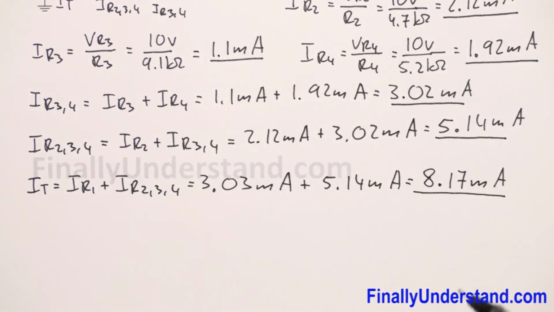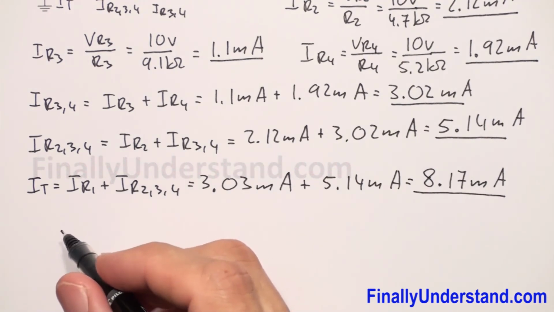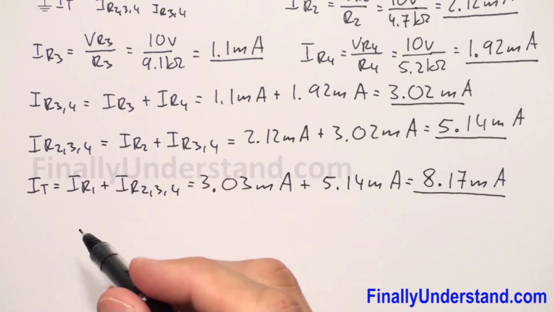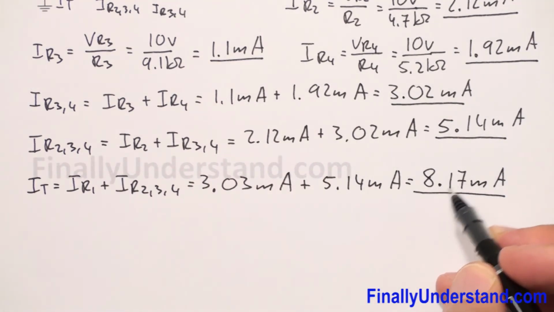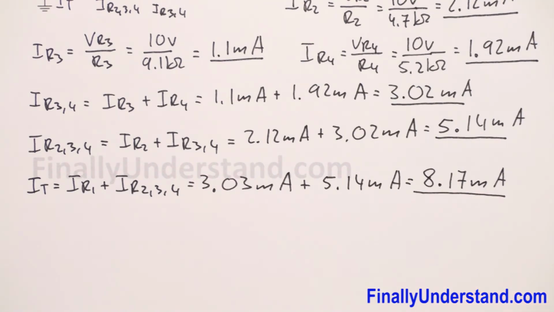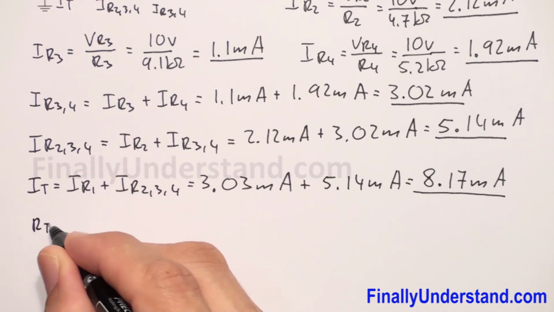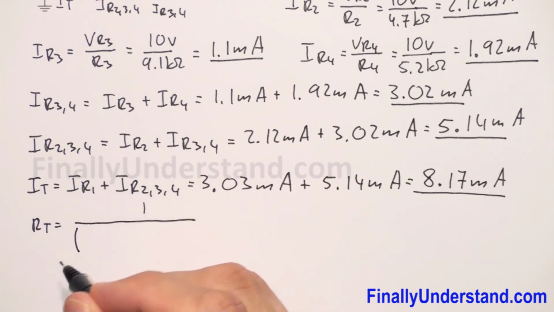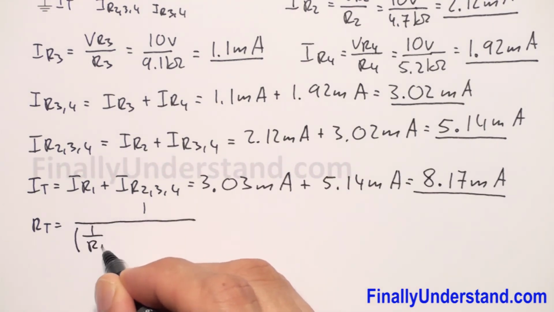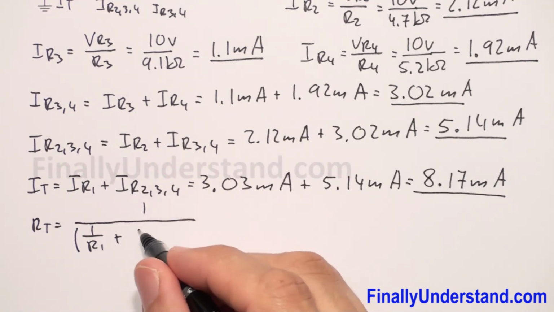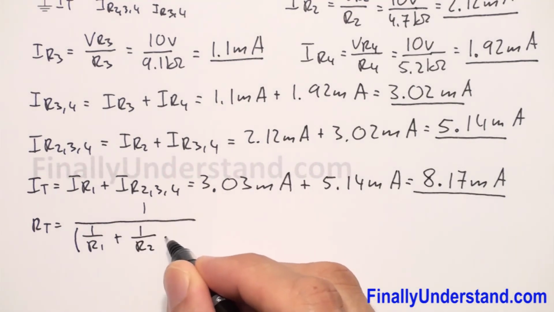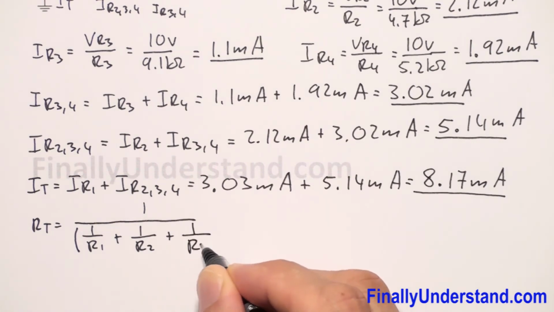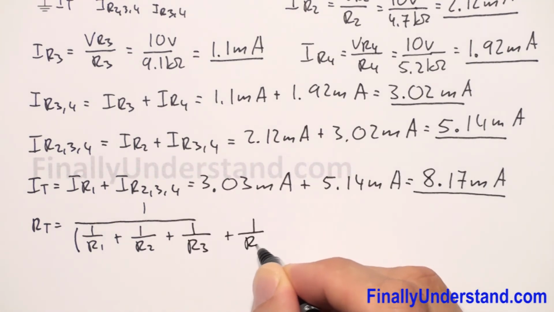Now let's verify if our answer is correct. I'm going to find I total in a slightly different way, and I'm going to compare the values of I total to check if the answers which we got are correct. I'm going to find R total first. R total is equal to 1 over, open parenthesis, 1 over R1 plus 1 over R2 plus 1 over R3 plus 1 over R4.